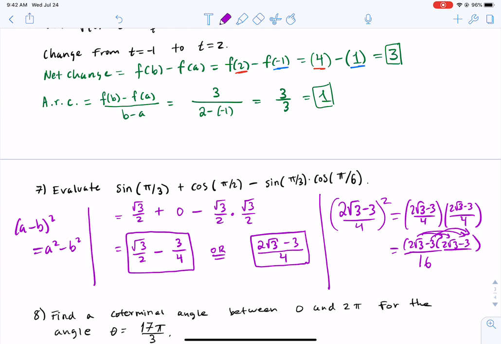This is not always true, but this will always be true: a minus b times a minus b, and when you distribute this out, you get a squared minus 2ab plus b squared. That's what this will be equal to, not a squared minus b squared.